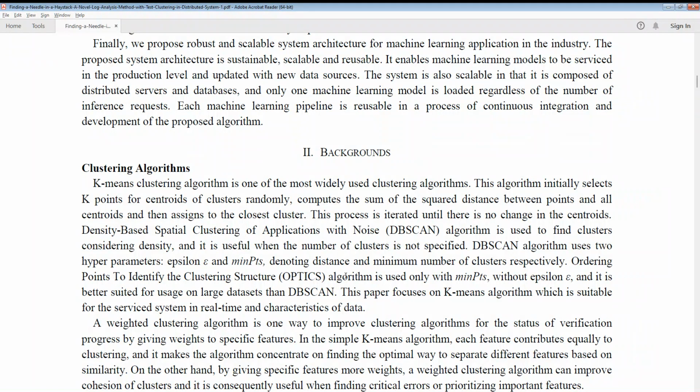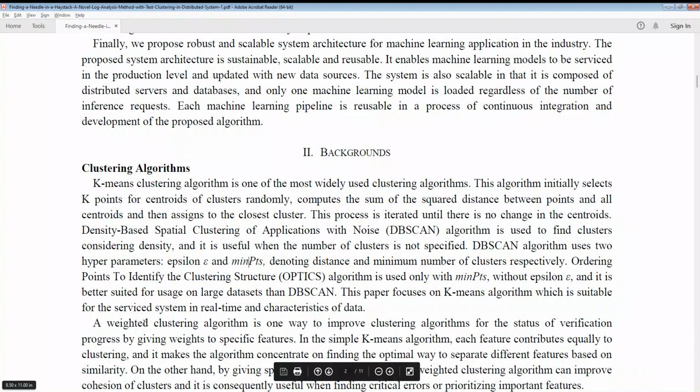OPTICS algorithm is used only with minPts without epsilon, and it is better suited for use on large datasets than DBSCAN. This paper focuses on the K-means algorithm, which is suitable for the service system in real time and the characteristics of data.